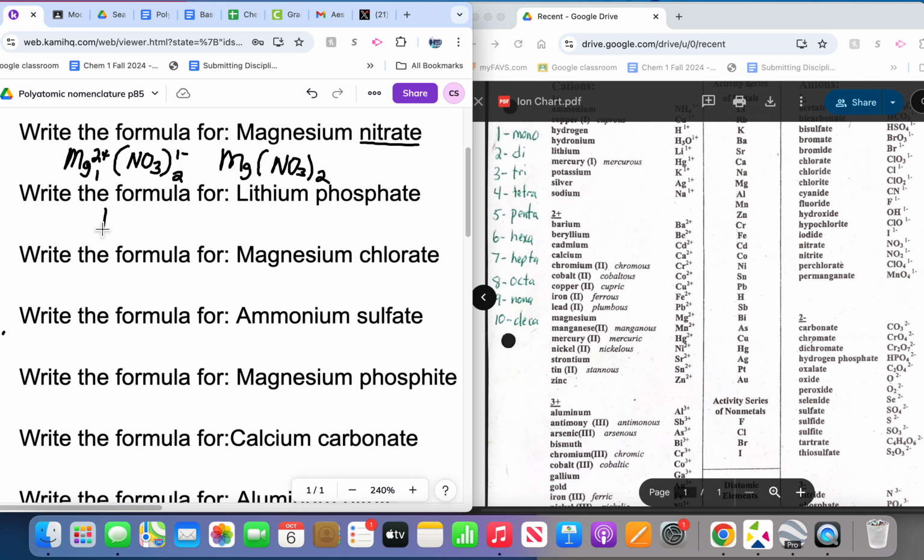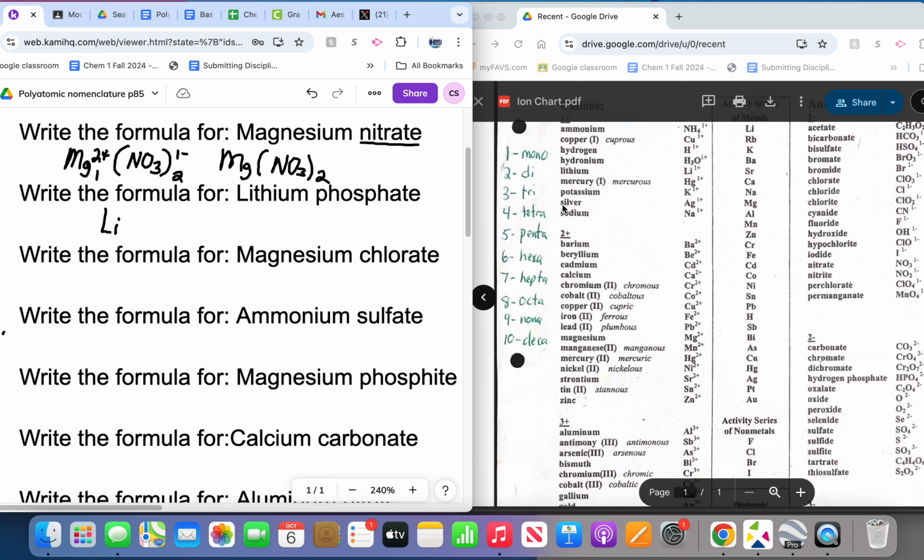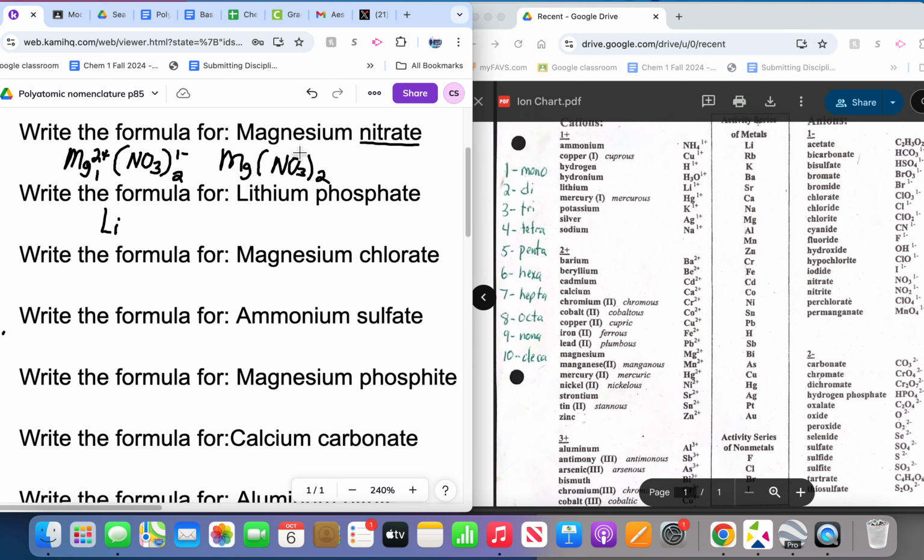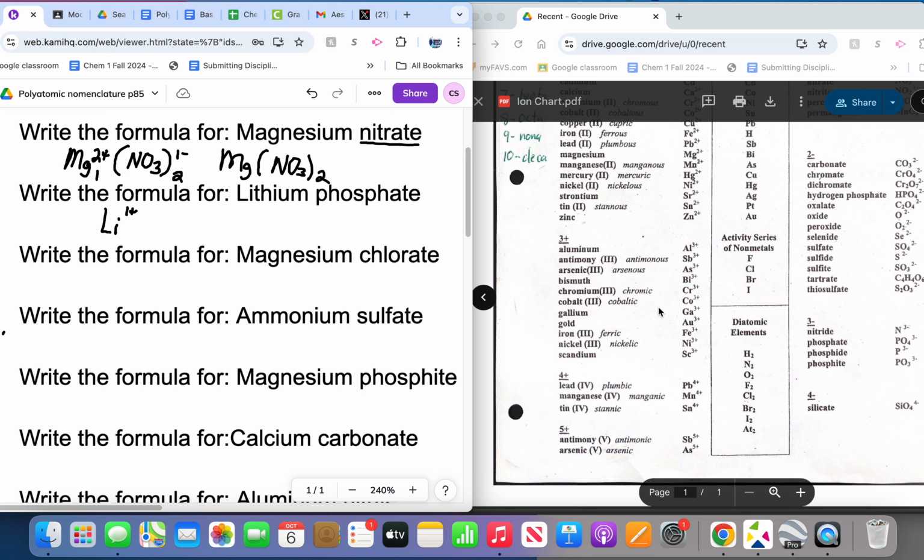Okay, lithium. You write lithium, and you find it on the chart. It should be in the +1. So here it is, 1 positive. All right. And then phosphate. You find it on the chart and it's over here and it's in the 3 minus.